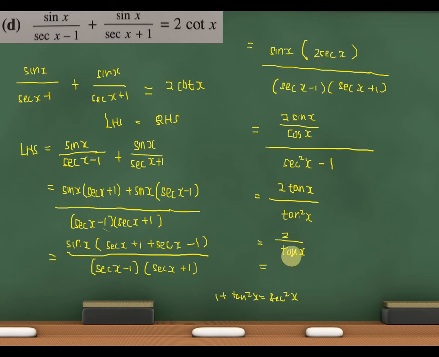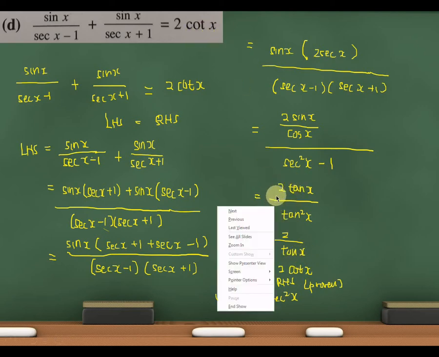Okay, 1 over tangent is cotangent, so cotangent x. And we have solved this. See, the magic will only come towards the end, so we must persevere. Okay, try to work towards something close to it, and you'll get the answer.